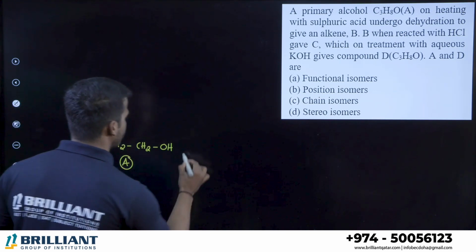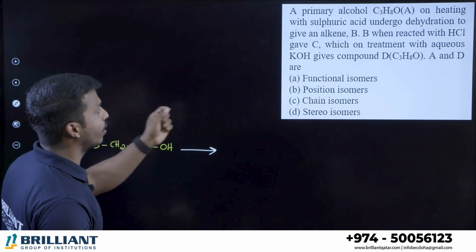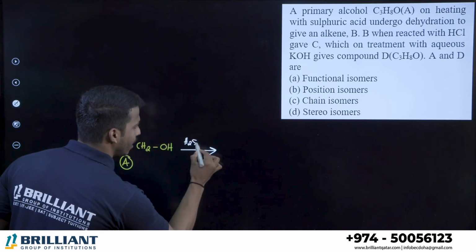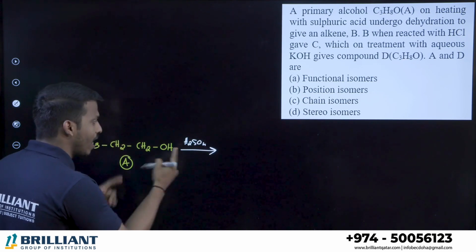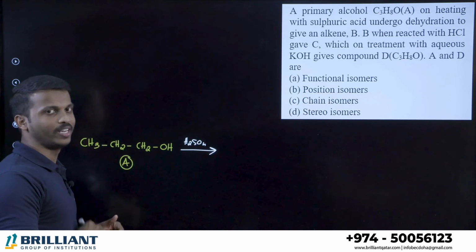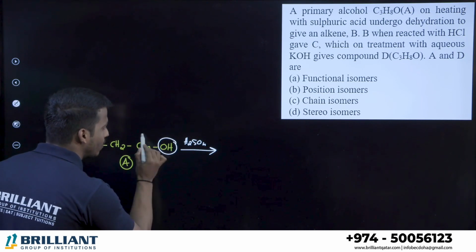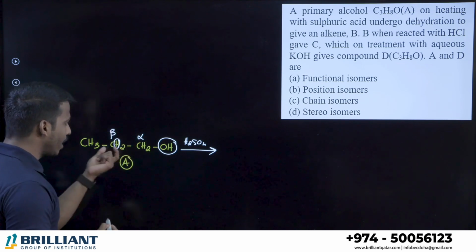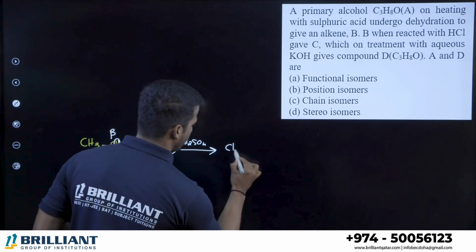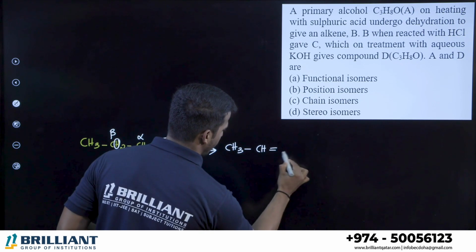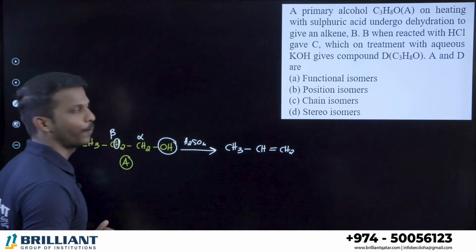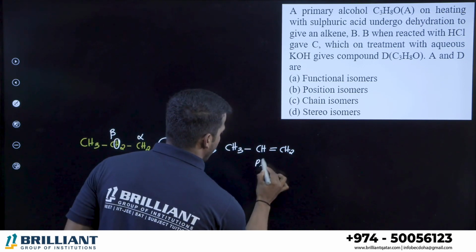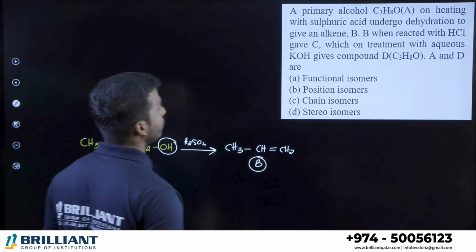What does compound A do here? Compound A on heating with sulfuric acid. You know sulfuric acid is a dehydrating agent. Alcohol will undergo dehydration. What is dehydration? You take OH from the alpha carbon, hydrogen from the beta carbon, and put a double bond between alpha and beta. So the product is CH3CH=CH2, propene. Propene is the product. It undergoes dehydration to give an alkene. This is compound B.